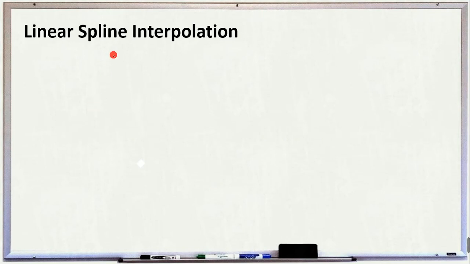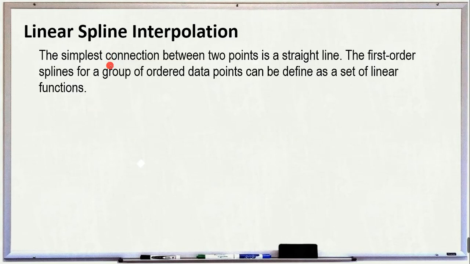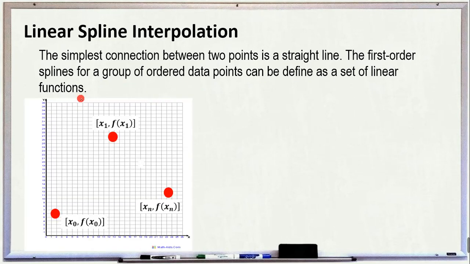Now for linear spline interpolation, the simplest connection between 2 points is a straight line. Of course, we already know that one. So the first order splines for a group of ordered data points can be defined as a set of linear functions. When we talk about spline interpolation, it involves several functions. For linear, we have a set of linear functions.